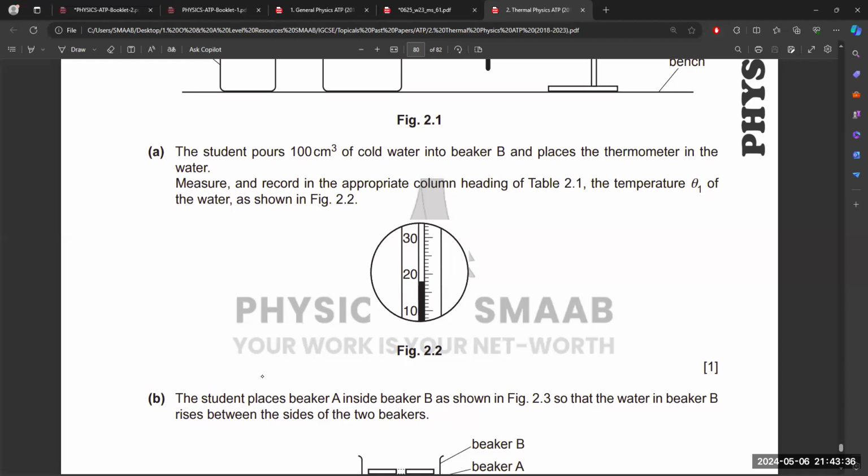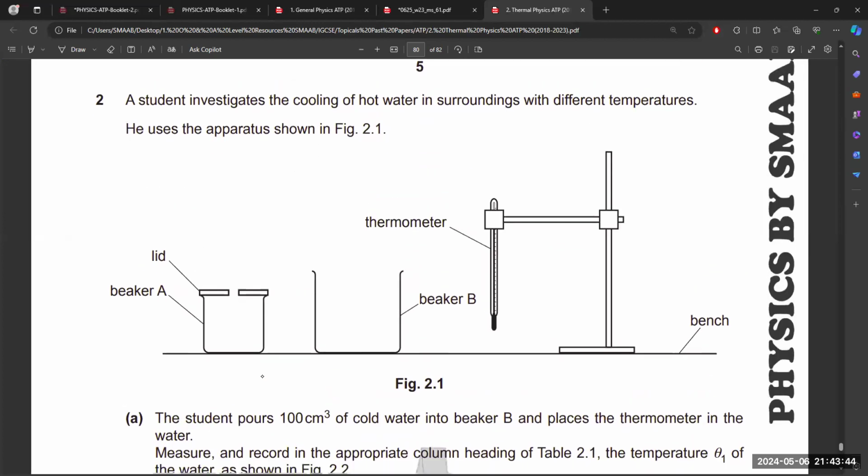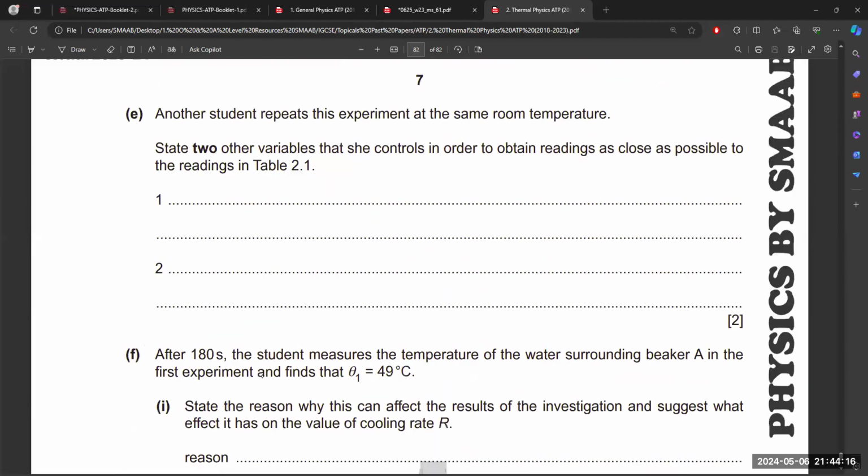So today, this is the overview of the ATP questions. If you want to solve this thermal part, we will solve it. Otherwise, tomorrow we will continue with the concept of the light section. It's up to you. If you want this thermal question to be solved, we can solve it in this class also. But if you feel you can solve it by yourself, I can solve it.